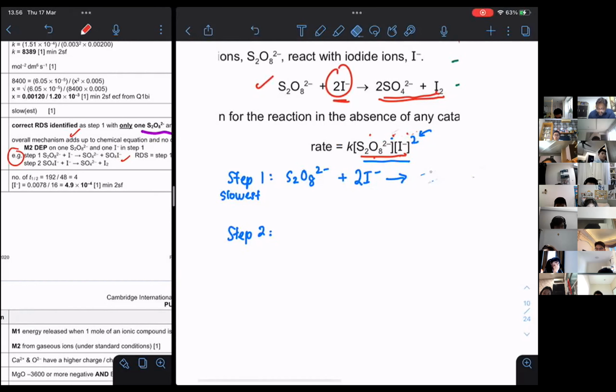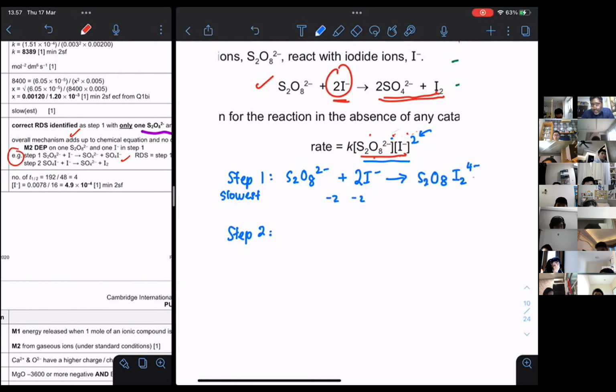Instead of writing that, you are going to come up with the intermediate. The best way, if you follow my way, is to just write down together S2O8 I2. Then you count the charge: -2, 2 times -1 is -2, so -4. So I just put 4 minus. This is normally what I do.